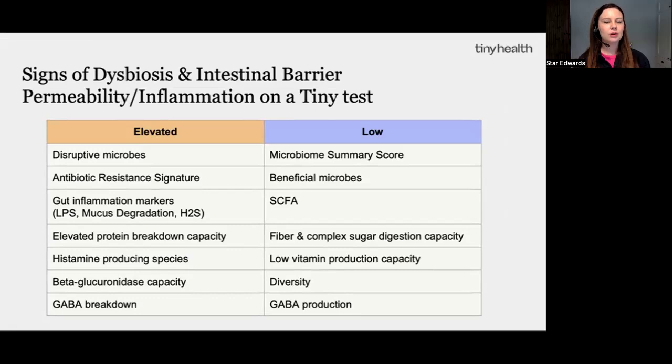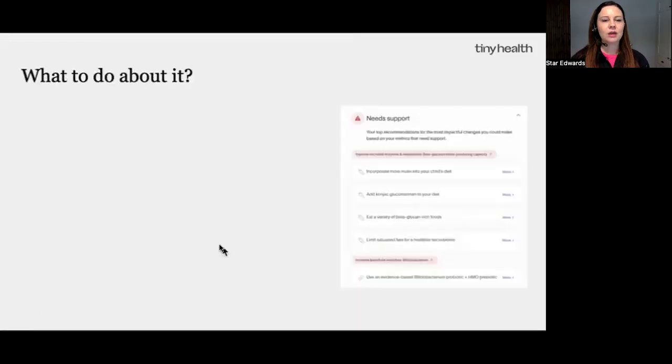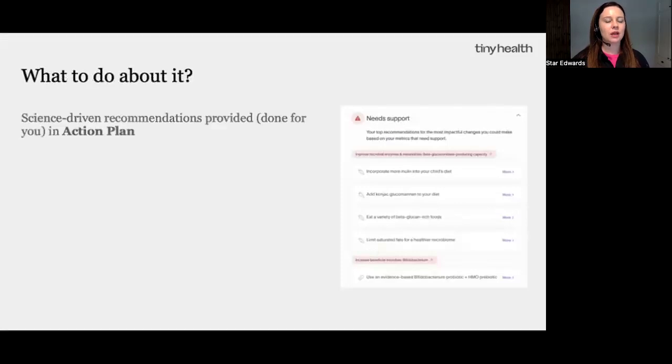In the low category, we're looking for the microbiome summary score to be low, beneficial microbes, short chain fatty acids, fiber and complex sugar digestion capacity, low vitamin production capacity, diversity, and GABA production. Now, keep this cheat sheet in mind. This is what you're going to look for when you look at the Tiny Health test. But it's not as important to have the information as it is to know what to do about it. So we want the information, but what do we do about it? That's what's important. Luckily, we have done all of this for you.